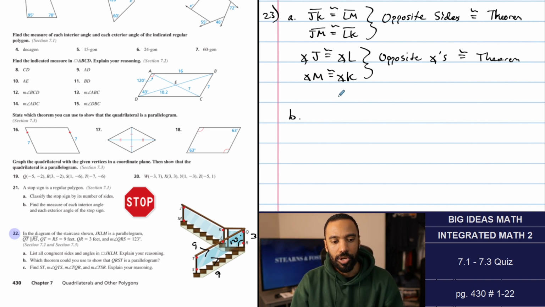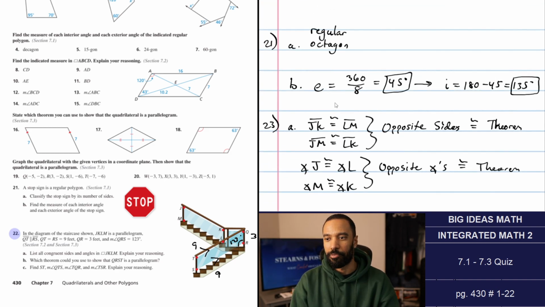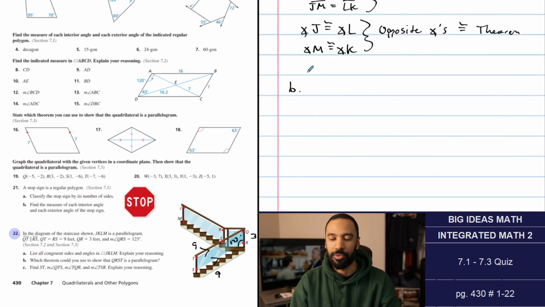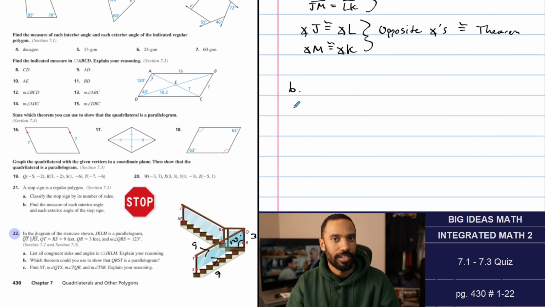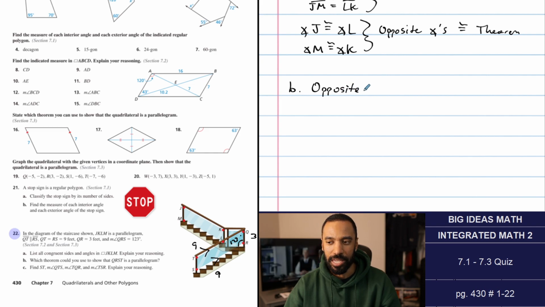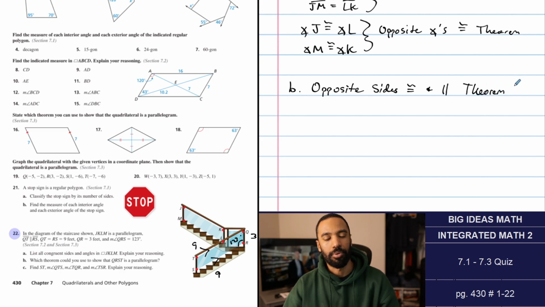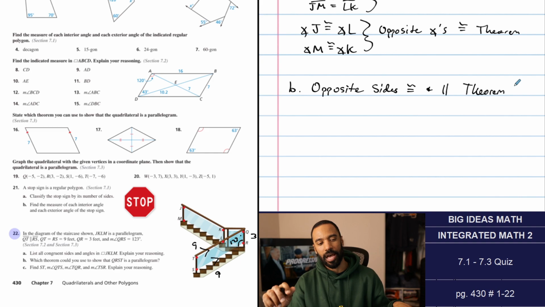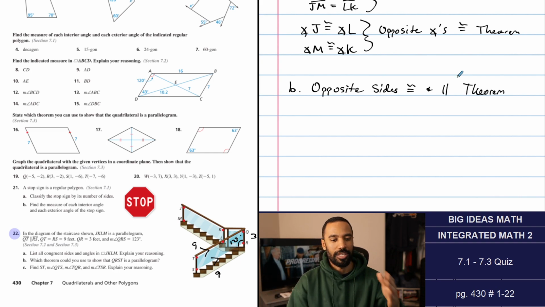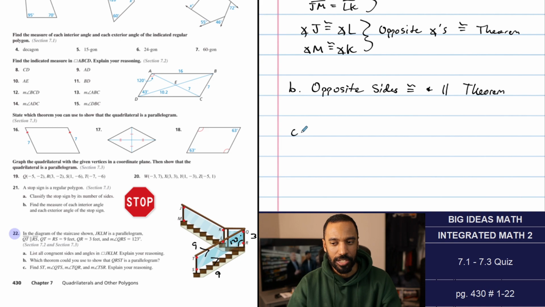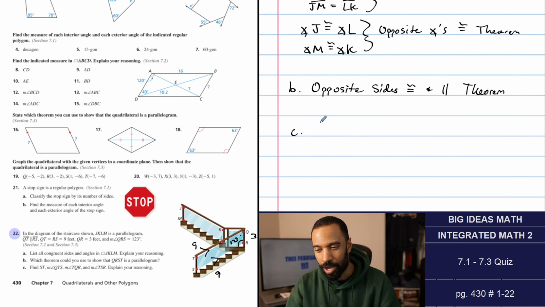Which theorem could you use to show that QRST is a parallelogram? I was going to bring that up before. I can even copy and paste it from a different thing, but it was the opposite sides parallel and congruent theorem. So you do have QT parallel to RS and QT equal to RS. So opposite sides congruent and parallel theorem. I'm getting a little worse with copying problems over. I wouldn't necessarily copy over that whole statement there, because the diagram is there for me, I'm not showing work on this.